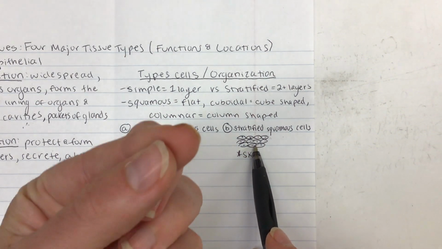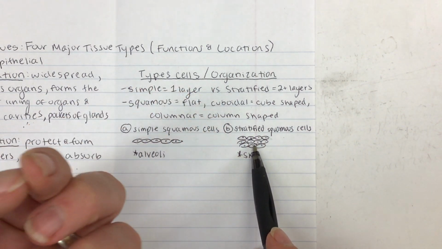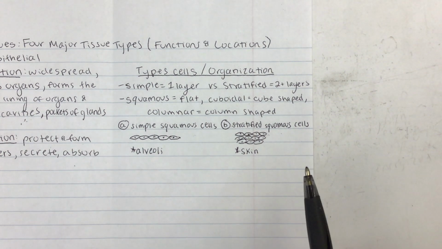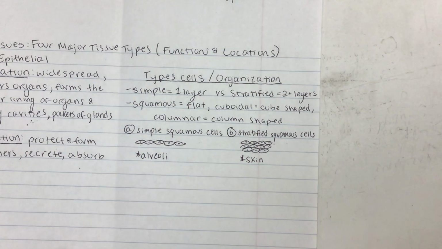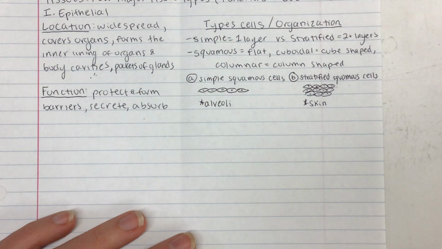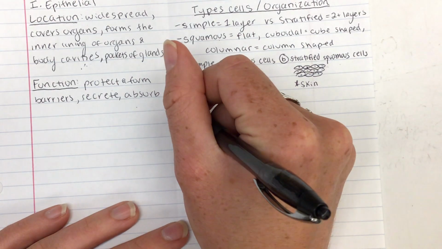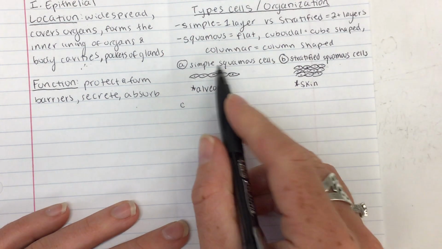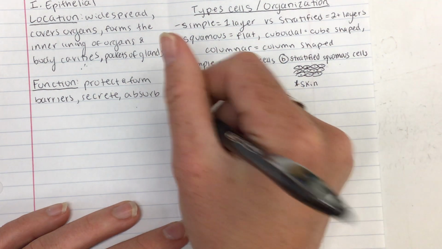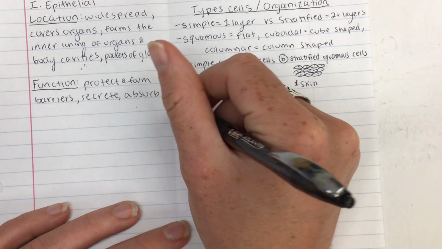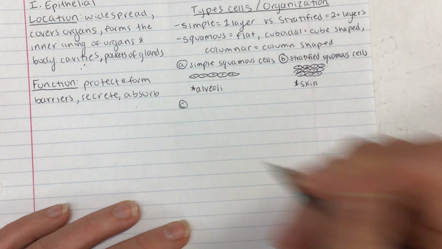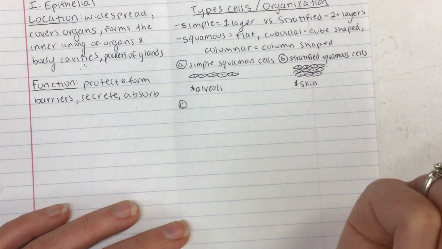If you look at your skin, right, it's not thin, you don't touch it and pop right through it like a single cell would, but instead we have a nice thick protective barrier formed. For letter C, we are going to go into a different shape, but again, we'll look at simple and stratified versions of this shape of cell. So for letter C, we will be looking at cuboidal.